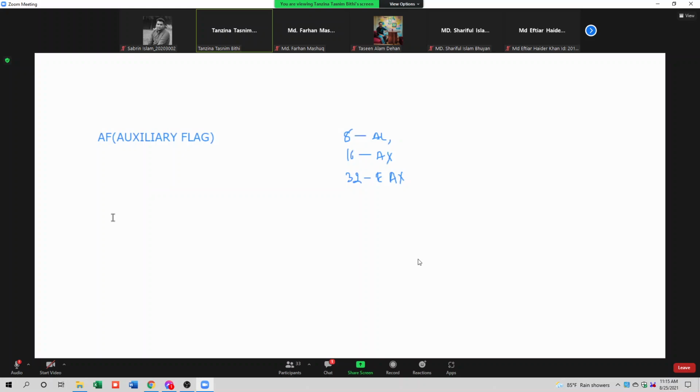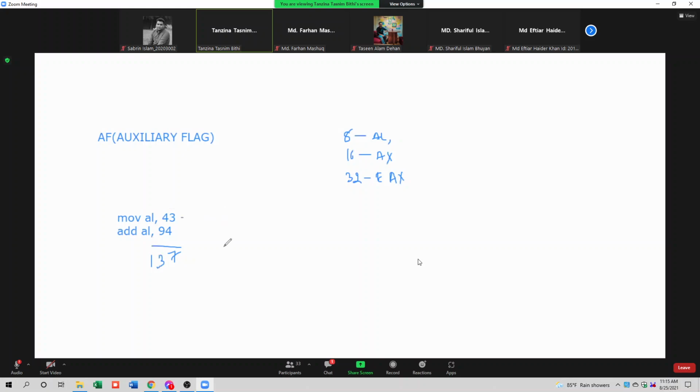I'm giving an example. Suppose the example is MOV AL, 43 and ADD AL, 94. These 43 and 94 are decimal numbers, and what will be the result of this addition? The result will be 3 plus 4 equals 7, 4 plus 9 equals 13, right? This auxiliary flag indicates whether an operation has produced a result that has generated a carry out or a borrow into the low order 4 bits of 8, 16, or 32-bit operands.